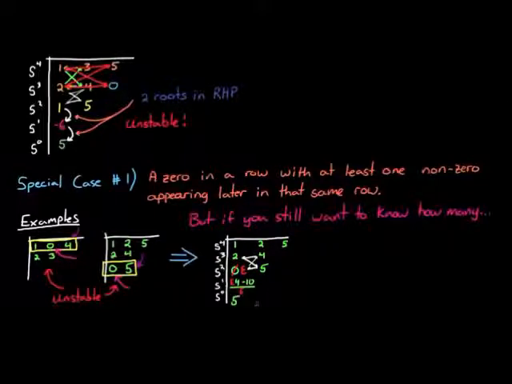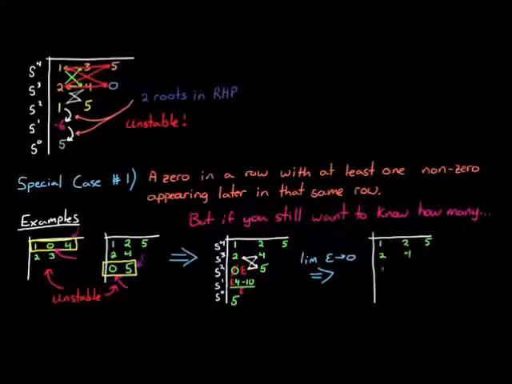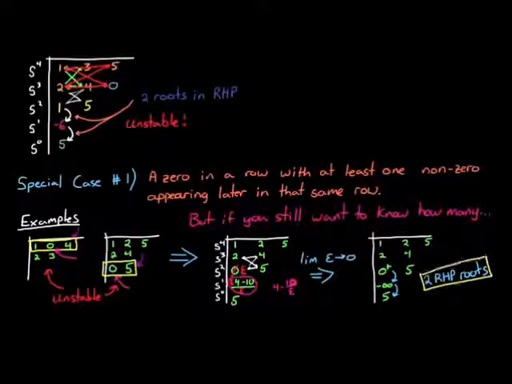And once you finish completing the table, you can just take the limit as epsilon goes to 0. In our case, the first two rows don't change at all. The third row, that 0 becomes epsilon, which is ever so slightly positive, so I'll write that as a 0 plus. Then, in the fourth row, this can be rewritten as 4 minus 10 over epsilon, and so as epsilon goes to 0, this tends to go to negative infinity. And now in this system you can see that we still have two unstable roots, or two roots in the right half plane.